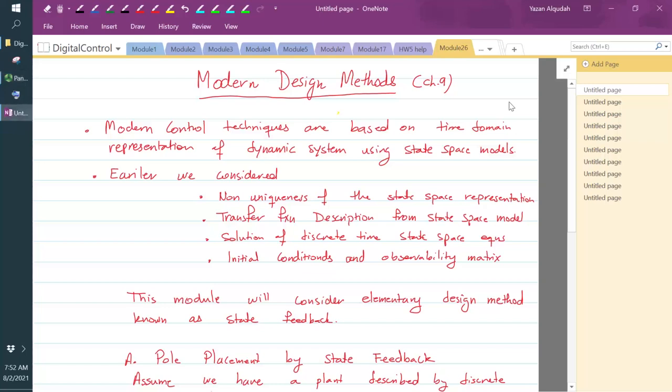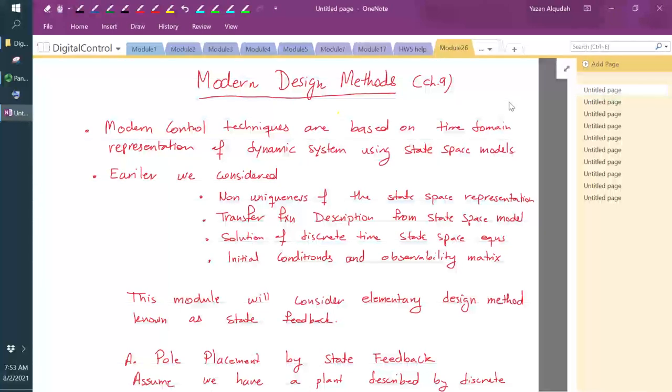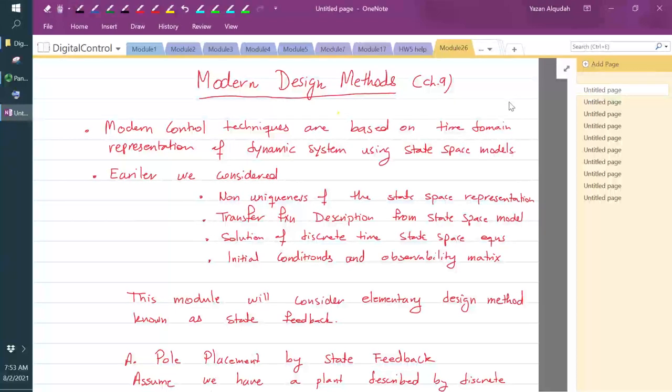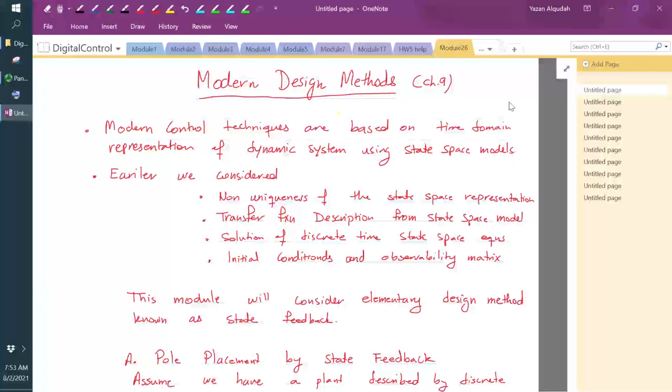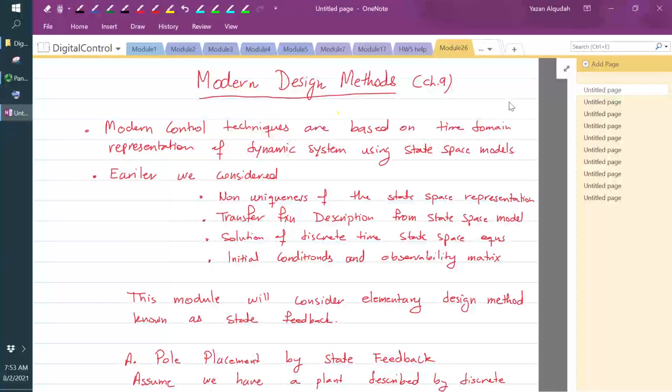Okay, hello everybody. In this module, we're going to be talking about modern design methods. In particular, we're going to be looking at how we can use state space models to design a controller when we have access to the states of the system. Then we're going to look at what we can do if we do not have access to the states, and therefore we're going to have to estimate them.